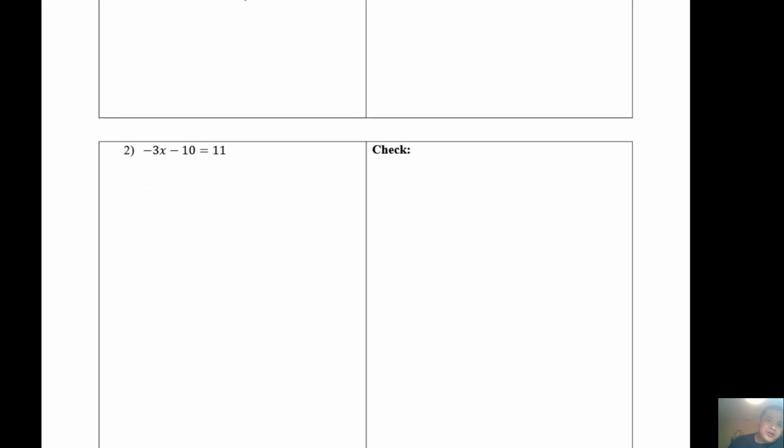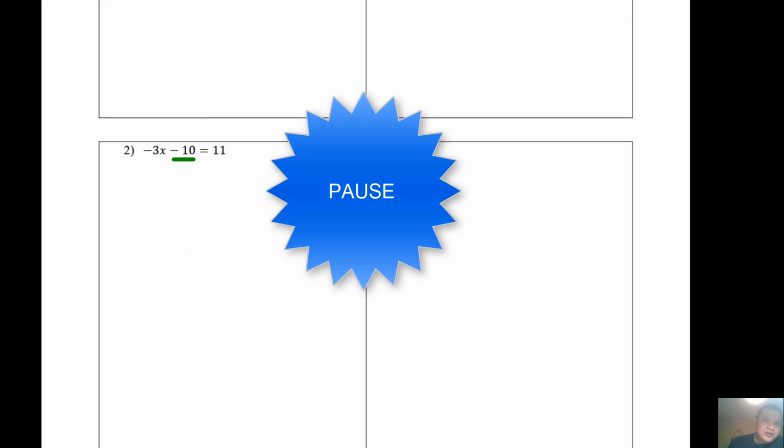Here, in our second equation, what we're going to try to get rid of first is this negative 10. Remember that this is a negative 10, so I want you to think about how we go about getting rid of this negative 10. Go ahead and pause the video and try this question out on your own.